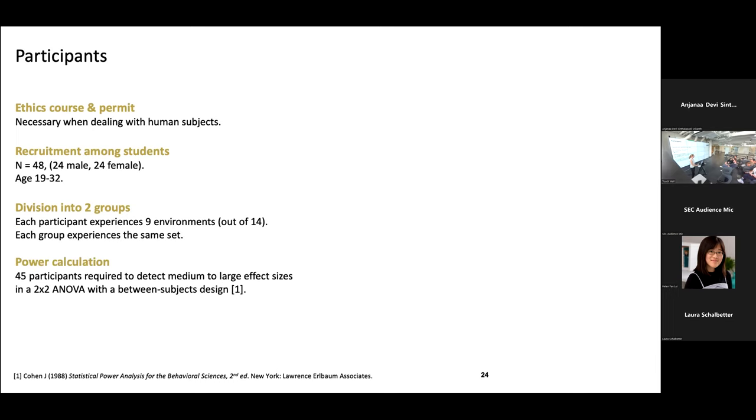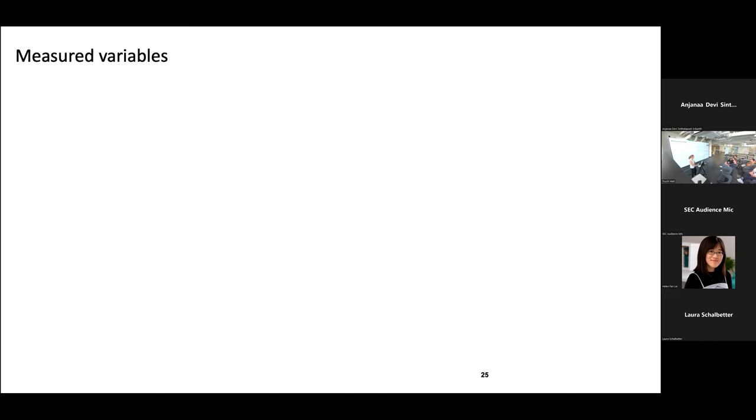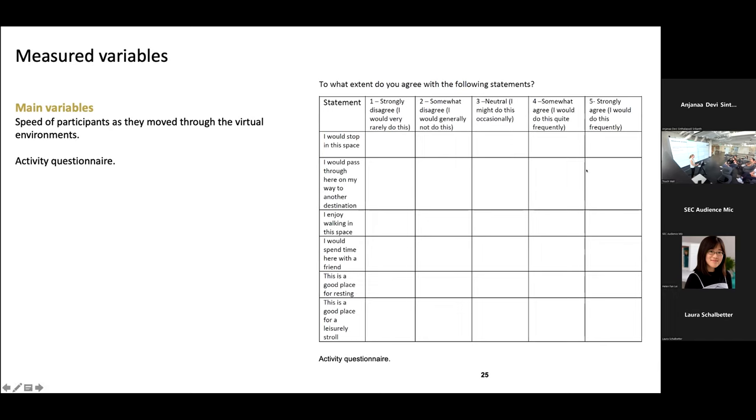And then we did a power calculation. We found that 45 participants were required to detect medium to large effect sizes for a particular type of statistical test. Then of course the measured variable was walking activity, but that was measured in 2 different ways. One was the speed of the participants as they moved through the environment, and the other was an activity questionnaire. The activity questionnaire asked things like, I would stop in this place. I would pass through here on my way to another destination. I would enjoy walking in this space. So it was meant to measure optional walking activities.